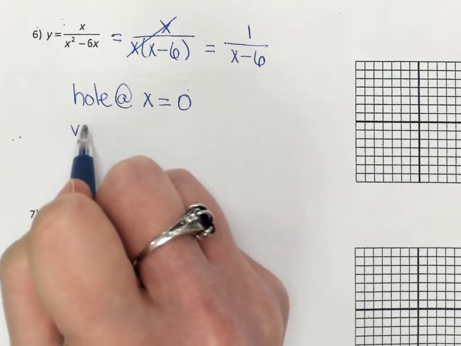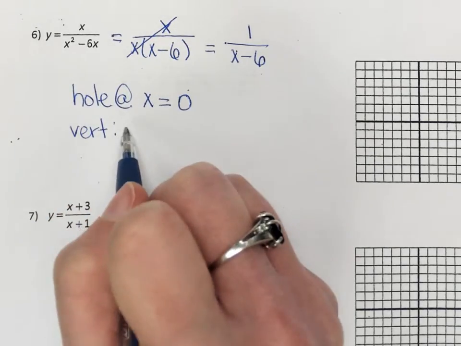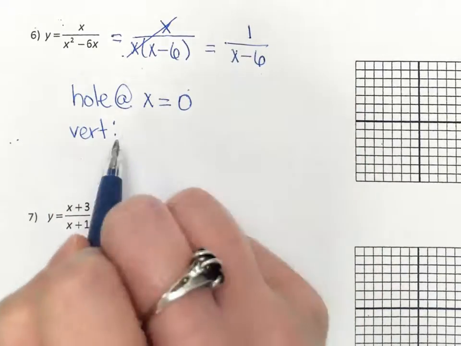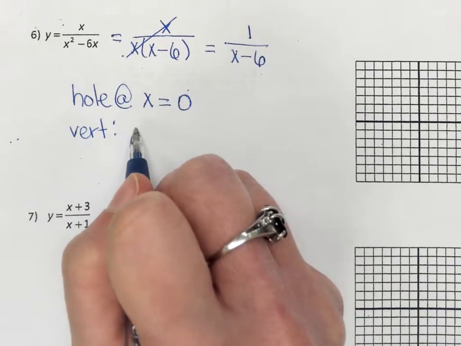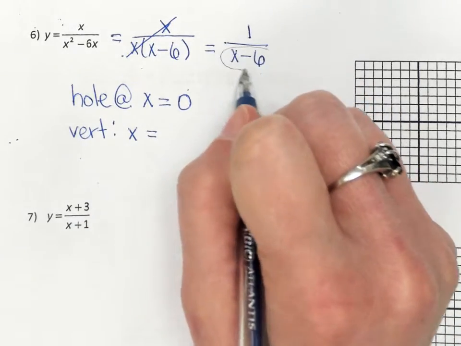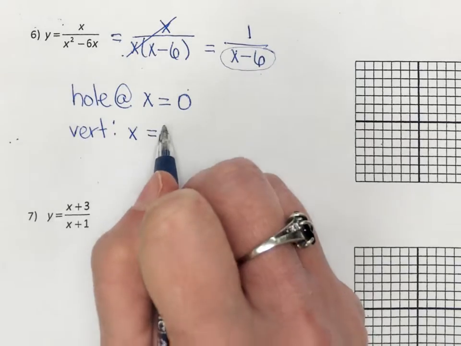So our vertical asymptote, when they cancel out, anything divided by itself is 1. So our vertical asymptote is what makes the denominator equal 0. What would make x minus 6 equal 0? Positive 6.